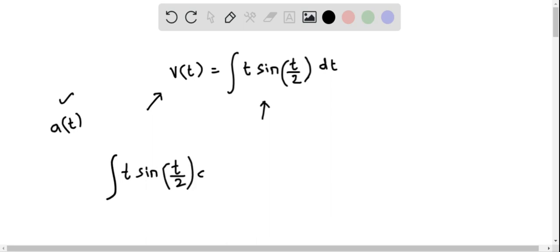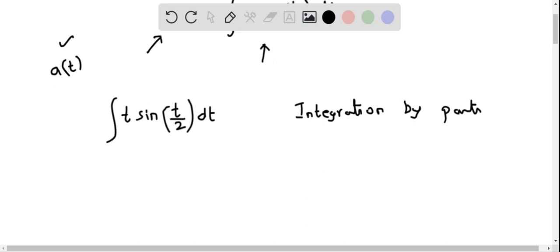To integrate this with respect to t, I'm going to use the method called integration by parts. This is the integration by parts method. And in this method, we first have to choose the variable u, and we will also have to choose dv.